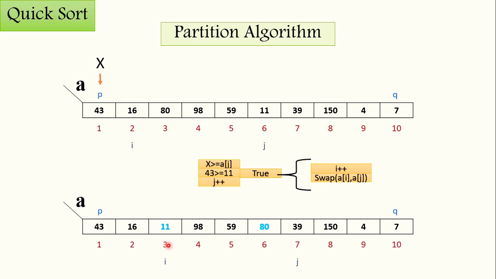You can see I incremented by 1 time, which means I becomes 3, and after swapping, this is the position of 11, and after swapping the position of 80 will be 6. And after swapping, J will be incremented by 1, which means J is 7.